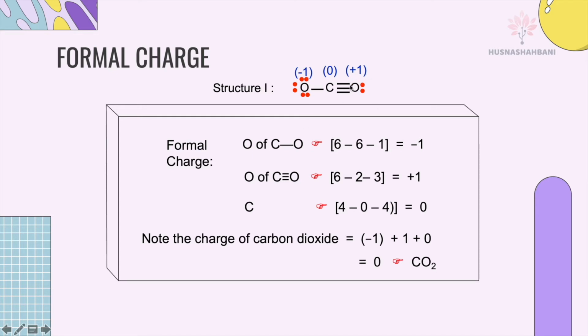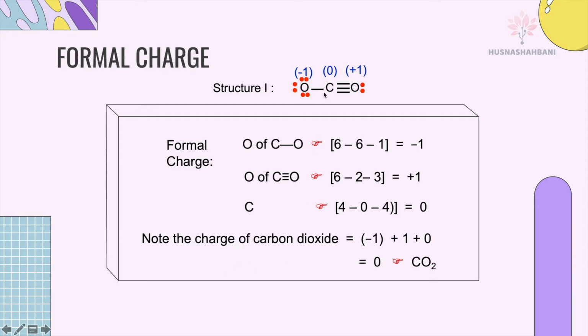And for the other oxygen, the number of valence electrons is 6 minus unshared electrons 2 minus the number of bonds. Oxygen has 3 bonds. So the formal charge for this oxygen is +1. Carbon, this carbon, number of valence electrons 4 minus number of unshared electrons. There are no unshared electrons, so 0, minus how many bonds? 4 bonds for carbon, 1, 2, 3, 4, equal to 0. So the formal charge of carbon is 0.